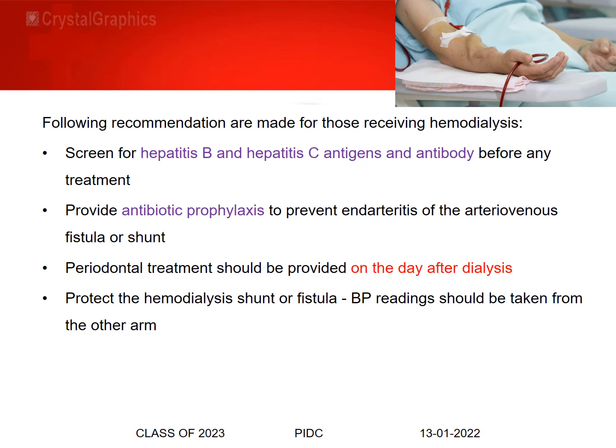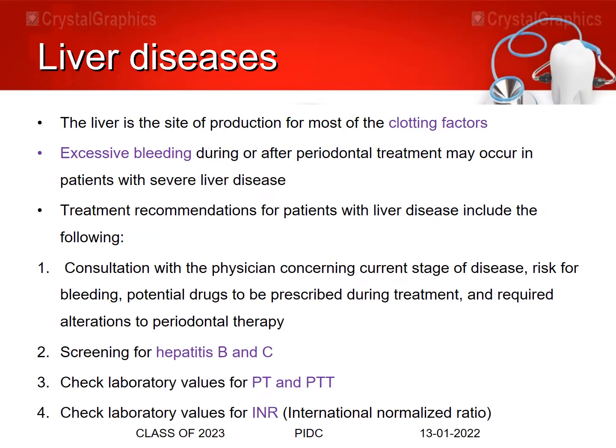Screen for hepatitis B and C antigen and antibody in such patients. Provide antibiotic prophylaxis to prevent endarteritis of the arteriovenous fistula or the shunt. Periodontal treatment should be provided on the day after the dialysis, and protect the hemodialysis shunt or fistula. BP reading should be taken from the other arm.